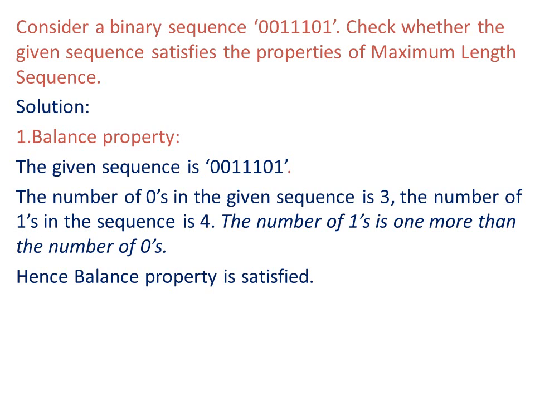Now let us start with the first property, that is the balance property. Let us check the balance property. The given sequence is 0011101. The number of zeros in the given sequence is 3, and the number of ones in the sequence is 4. That means the number of ones is 1 more than the number of zeros. That is what the balance property says. Hence we can say the balance property is satisfied.